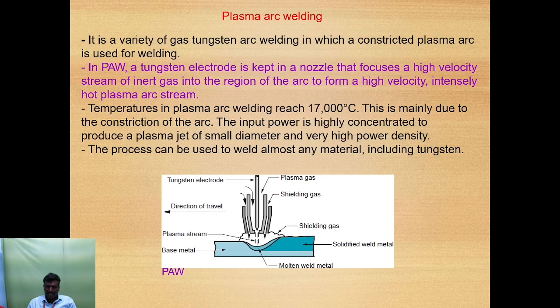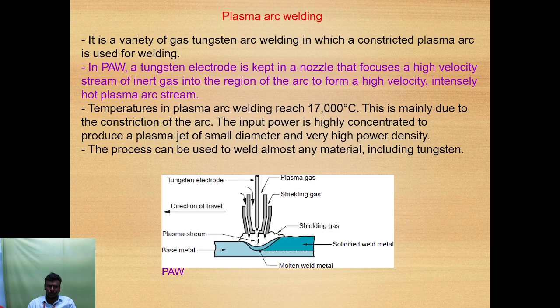Plasma arc welding is a variety of gas tungsten arc welding in which a constricted plasma arc is used for the welding process. The tungsten electrode is kept in a nozzle that focuses a high velocity stream of inert gas into the region of the arc to form a high velocity, intensely hot plasma arc stream. Temperature in plasma arc welding can reach 70,000 degrees Celsius.